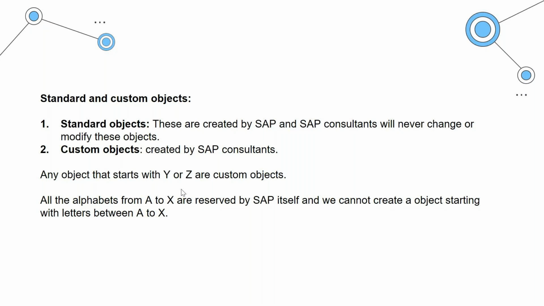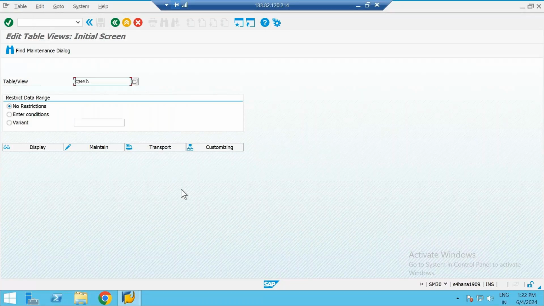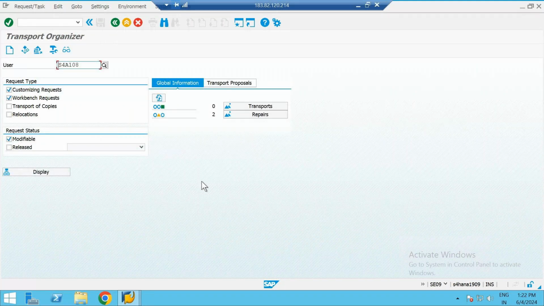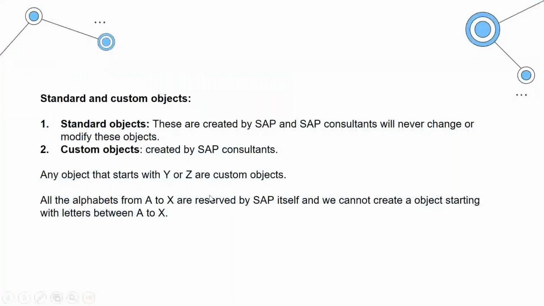You cannot use any other. All the letters from A to X are reserved by SAP. So if you see anything that is starting with A to X, it is standard. Simple. Any object starting with A, B, C, D till X is standard. Any object starting with Y or Z is custom.